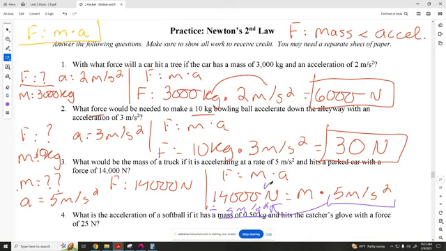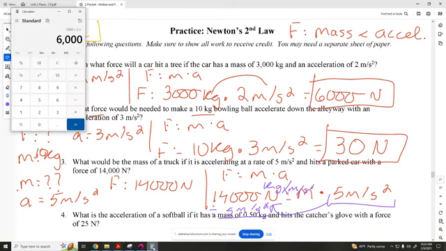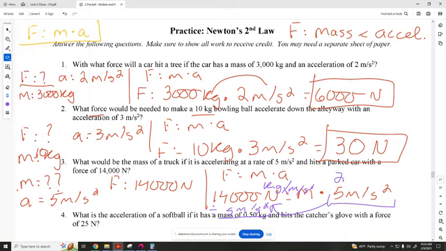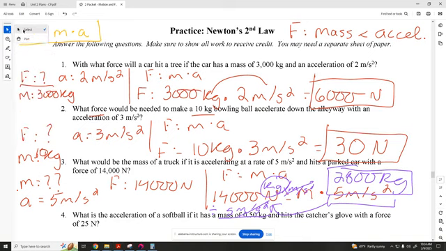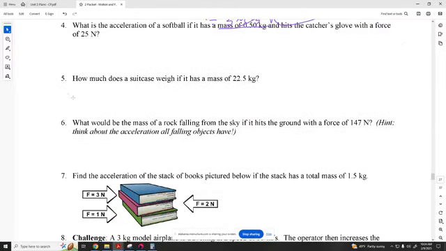So remember, a Newton is a kilogram times meters per second squared. So I'm going to do 14,000 divided by 5. It's going to give me 2,800. Meters per second squared cancels with meters per second squared, and I'm left with kilograms. All right. Moving on.